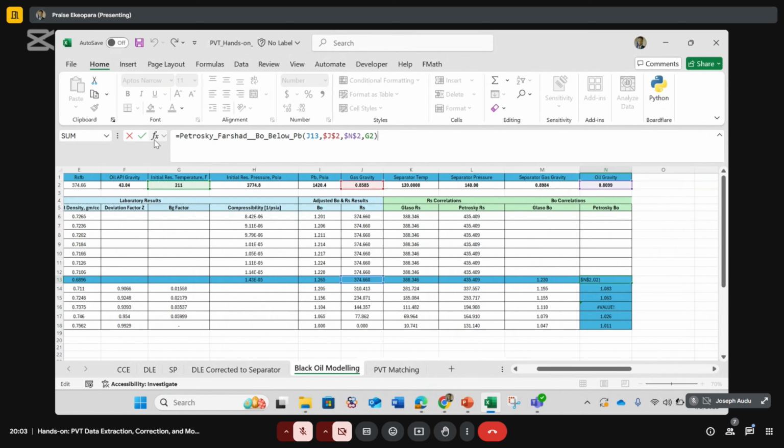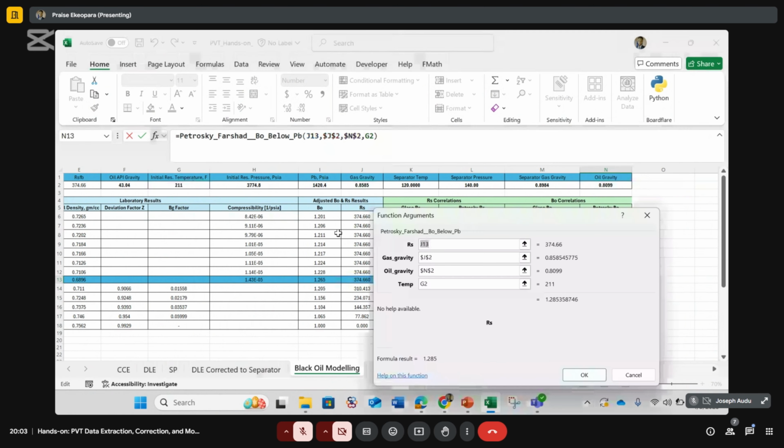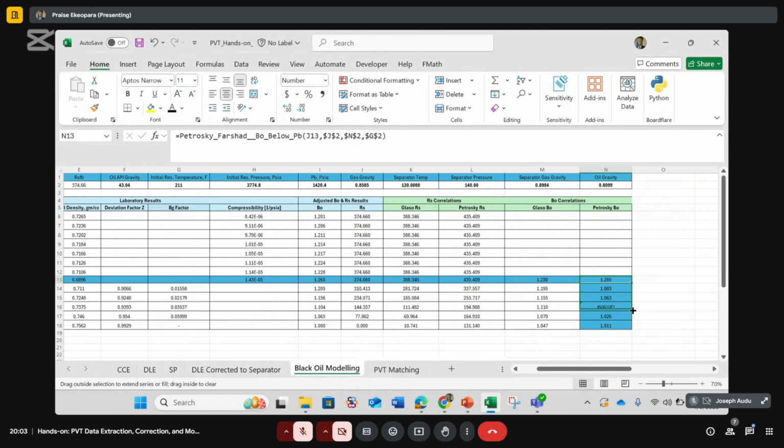So let me just check. Okay, our temperature, I didn't lock it. So I guess that was why. Okay, so we now have our BO based on Petrosky.